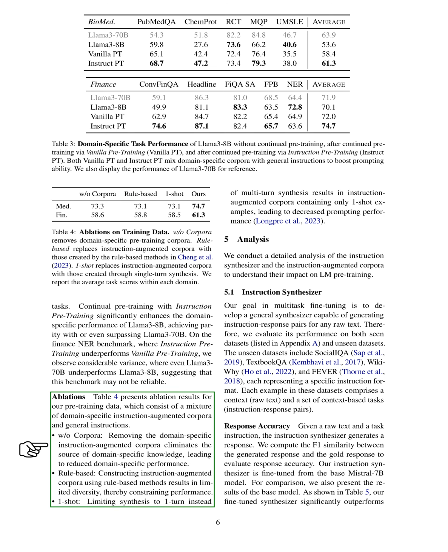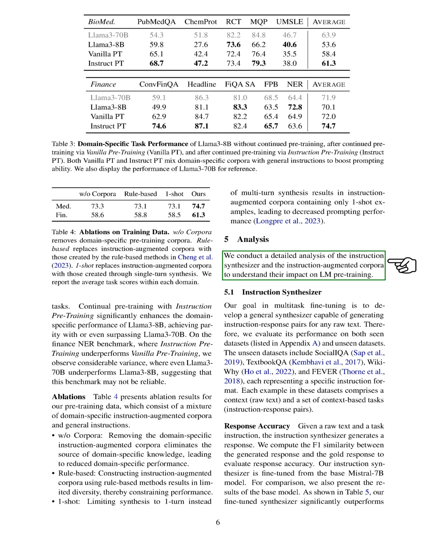When we look at the ablation results for our pre-training data in the table, we see that removing the domain-specific instruction-augmented corpora leads to a decrease in domain-specific performance due to the loss of domain-specific knowledge. Additionally, constructing instruction-augmented corpora using rule-based methods limits diversity, affecting performance. Limiting synthesis to one turn instead of multi-turn synthesis results in instruction-augmented corpora with only one-shot examples, leading to decreased prompting performance.